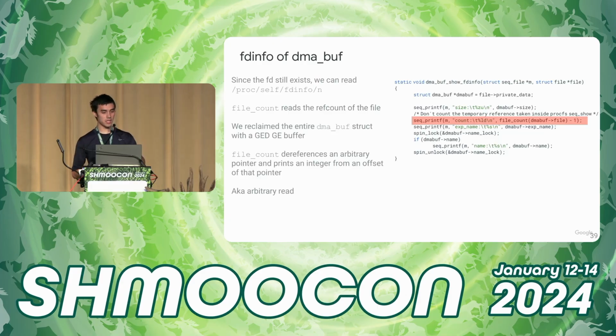So when we grab the DMA buff from this file's private data, when we re-access that file through file count, it's actually accessing arbitrary memory that is the GE buffer. And that means I can set that file pointer that's used in file count to any arbitrary value I want. So in practice, I'm dereferencing an arbitrary pointer and printing an integer from an offset of that pointer. This is arbitrary read.